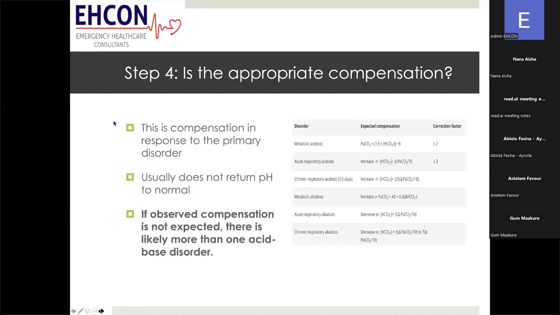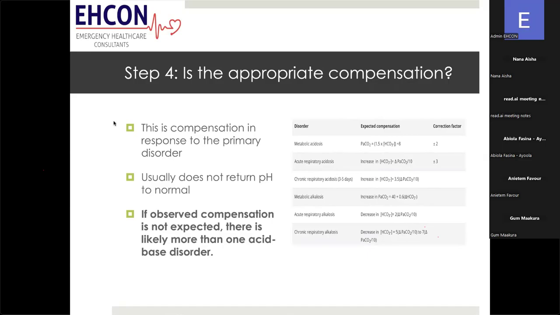Next thing would be then to determine, okay, if you figured out what the primary disorder is, we want to figure out what the compensation is. And we have all of these formulas on the side to help us do that. It's impossible in my view to remember them, but I simply pull this up when I need to, and I calculate out the compensation and determine if the compensation is adequate. If it is not, then you have more than one acid-base disorder playing a role in the patient. So I'll just give you a moment to look at this slide, reflect on the different equations.